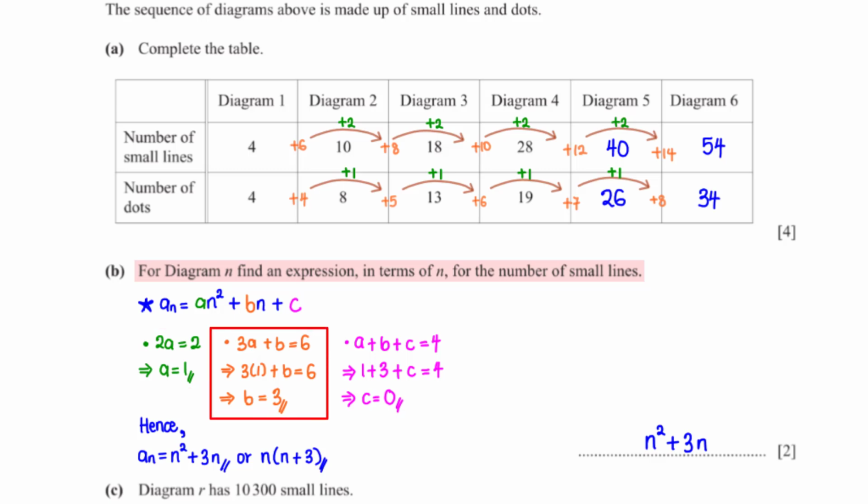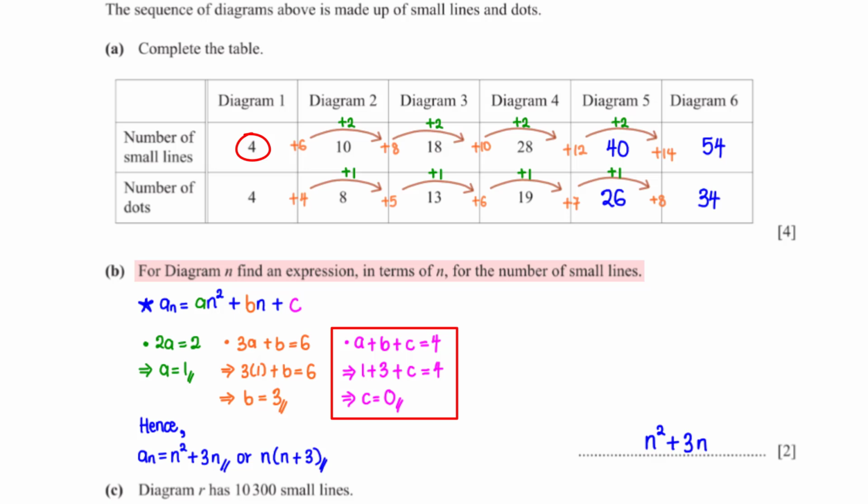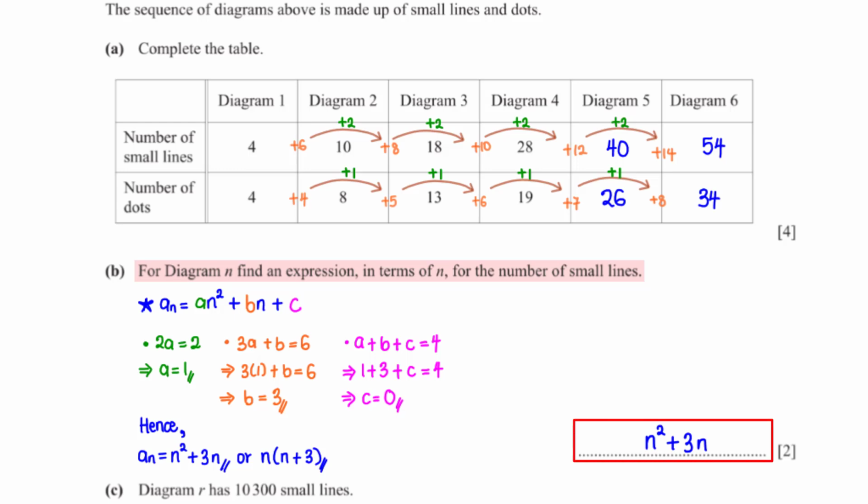To find the value of b, we equate 3a plus b to the first term in the first difference, which is 6. We found a as 1, and so we get b as 3. To find the value of c, we equate a plus b plus c to the first term in the sequence, which is 4. We found a as 1 and b as 3, and so we get c equals 0. When we plug in these values into the nth term formula, we get n squared plus 3n.